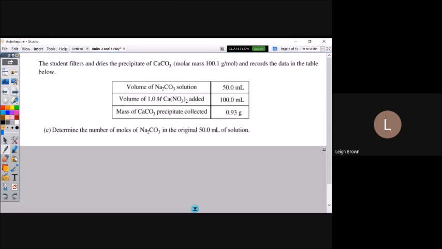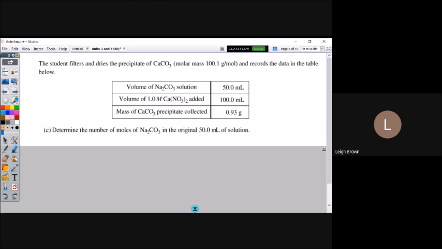Okay, we're in the same free response. The student filters and dries the precipitate of calcium carbonate. And there's a molar mass again, and it's so nice when they give us the molar mass. I think they're going to continue to give us molar masses on this exam to speed up our math and hopefully give us clues if we need it. Sometimes you do, sometimes you don't.